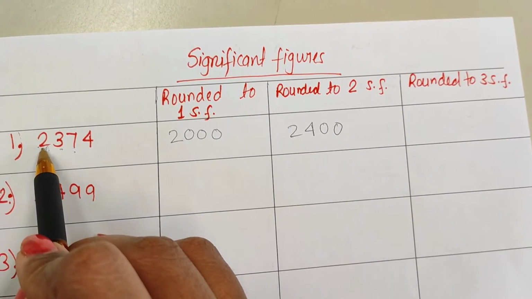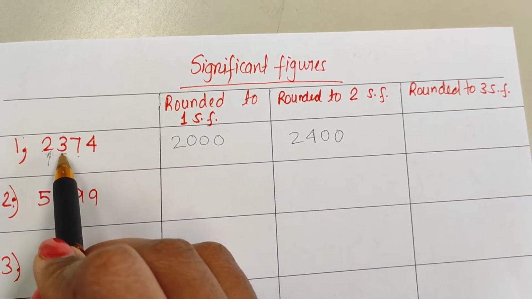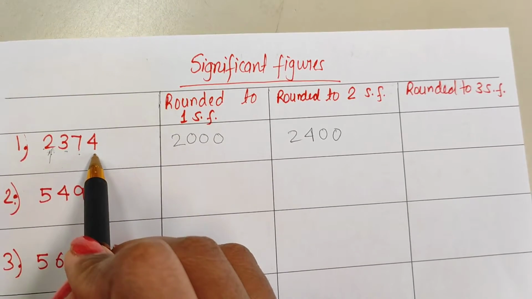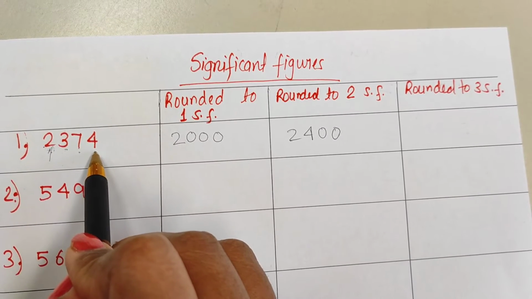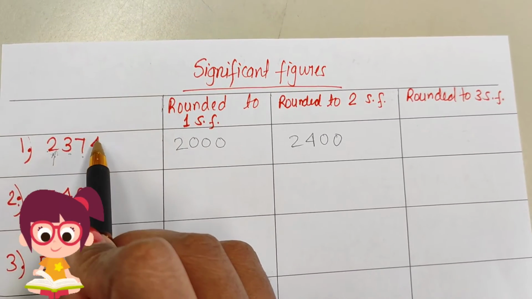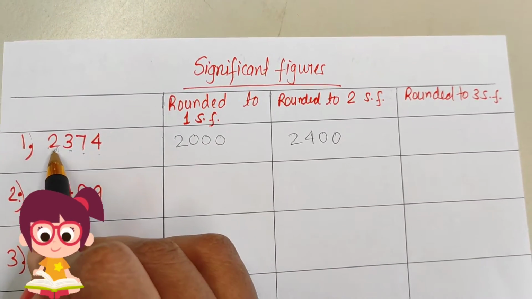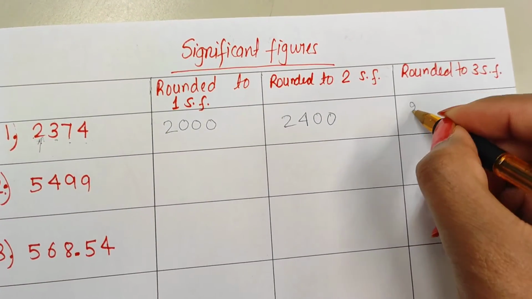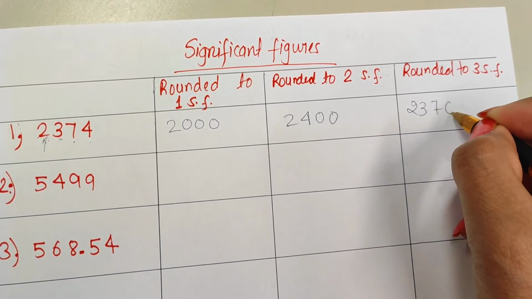What if I have to round this to three significant figures? This is my first significant figure, second significant figure, third significant figure. Now I have to look at the fourth number. The fourth number is less than 5, so we don't round this up. We just write down 2, 3, 7 and 0.